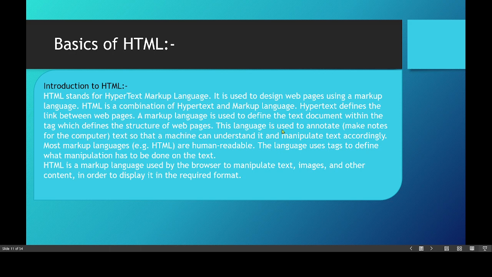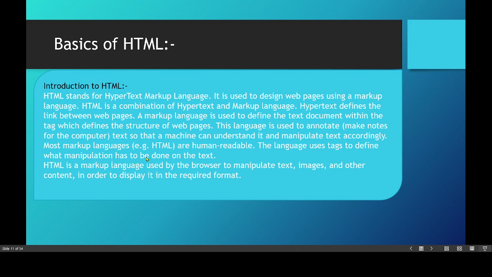This language is used to annotate, which means make notes for the computer text so that a machine can understand it and manipulate text accordingly. Most markup languages, for example HTML, are human readable, which means we can easily understand and easily read it. That's why we mentioned here it is human readable. The language uses tags to define what manipulation has to be done on the text.